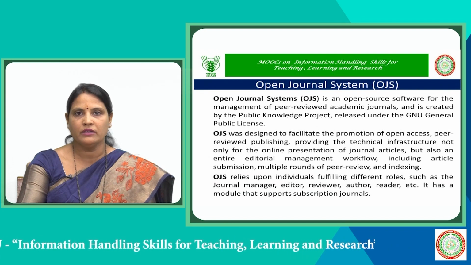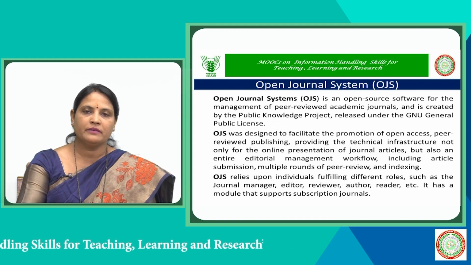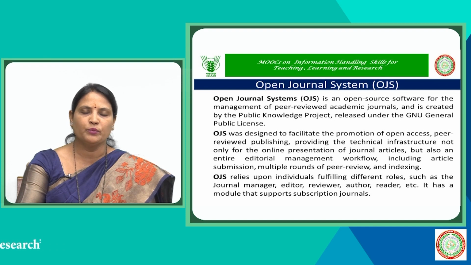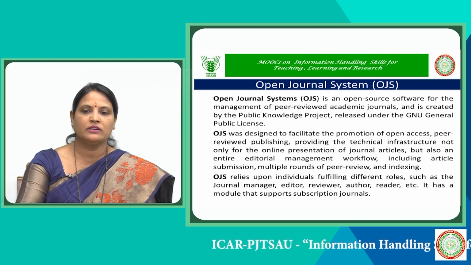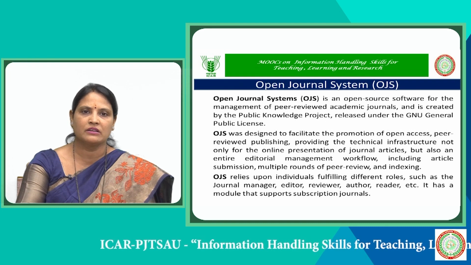Then let us see about the open journal system. Open journal system is open source software where, starting from submitting the paper to publishing, or even the indexing process, all things are handled automatically through websites. This is called the open journal system. It relies on fulfilling different roles such as journal manager, editor, reviewers, authors and readers, and it has a model that supports subscription journals also.